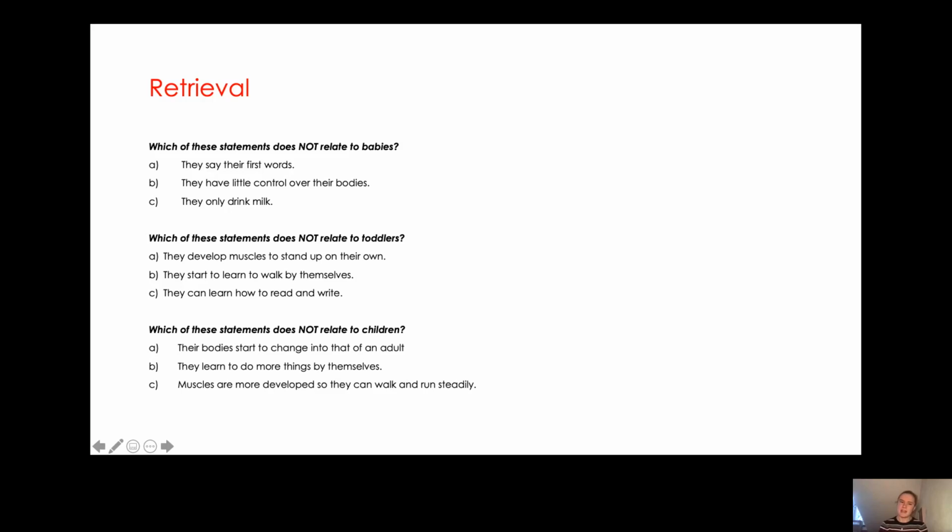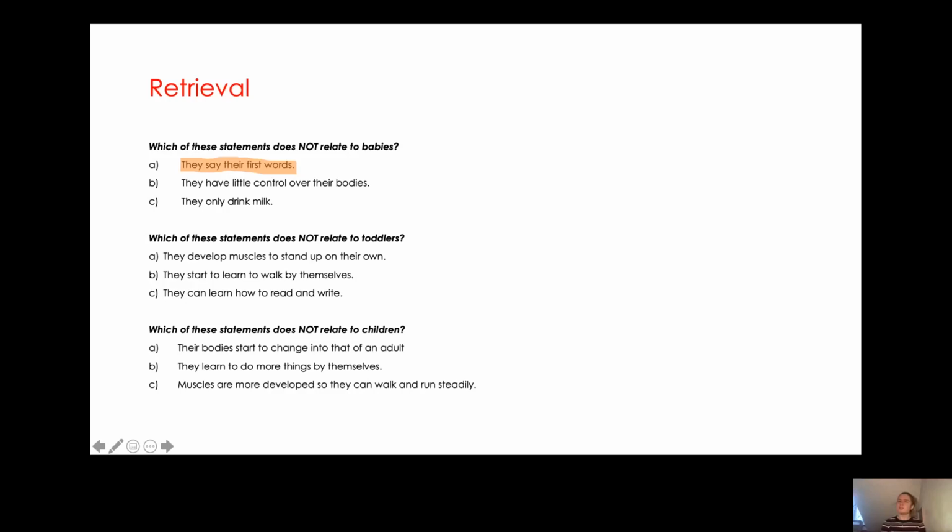Well, is it A, they say their first words, or B, they have little control over their bodies? Well, I know that babies do not have very much control over their bodies, do they? Because they can't sit up on their own, they can't stand up on their own. And remember, I told you that you have to hold the back of a baby's head because they can't control their head on their own. So therefore, it's not B or C, because both B and C relate to babies. So it is A, they say their first words, because babies can't talk, can they?